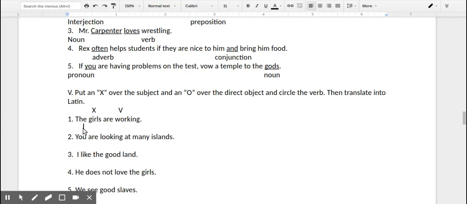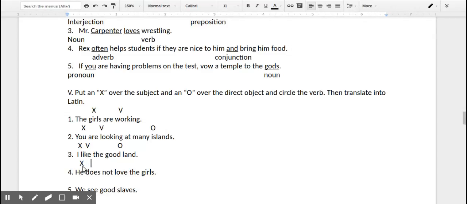Next sentence, you are looking, that would be your verb, at many islands. What you're looking at is the direct object in the accusative case. Then I like, so I would be the subject, like would be the verb, the good land would be the accusative direct object. Notice the pattern here. You have subject, verb, direct object in all these sentences, which makes it a little easier to identify.